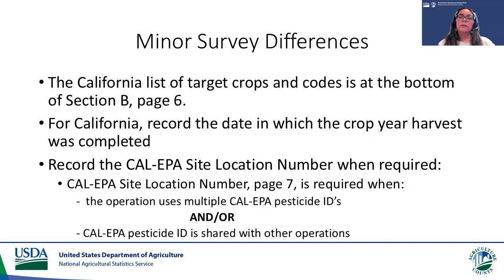So there are also a few minor differences in the California survey. In section B, the acreage table, the list of target crops and codes is at the bottom of page 6. Also, when recording the target fruit acreage, make sure to record the date of harvest and the California EPA site location numbers whenever required. That requirement would be if the operation uses multiple pesticide IDs and/or shares a pesticide ID with any other operation.